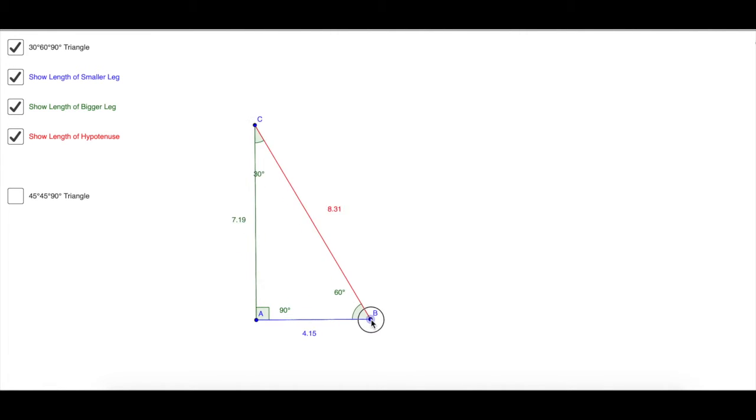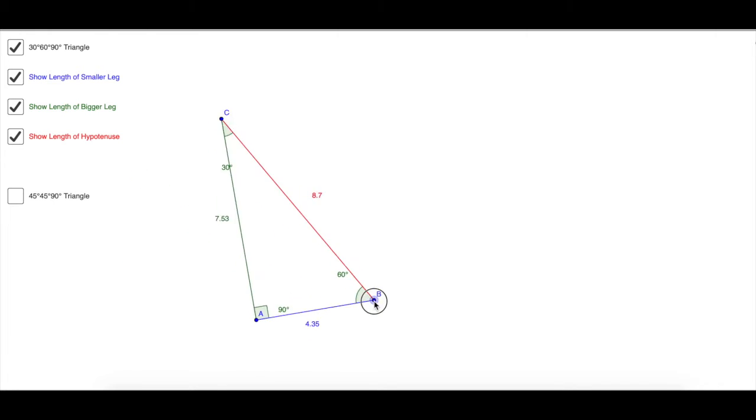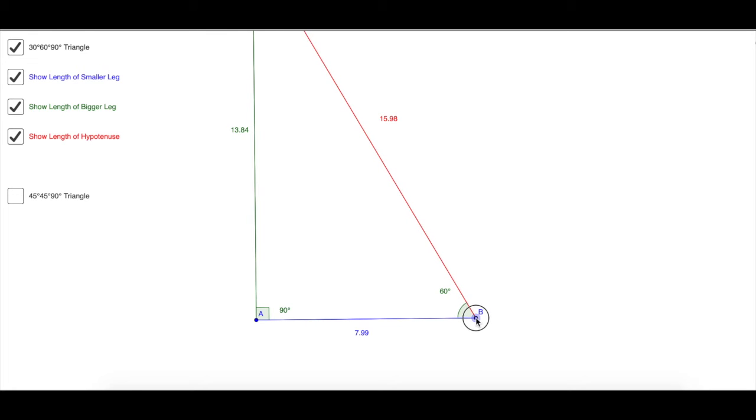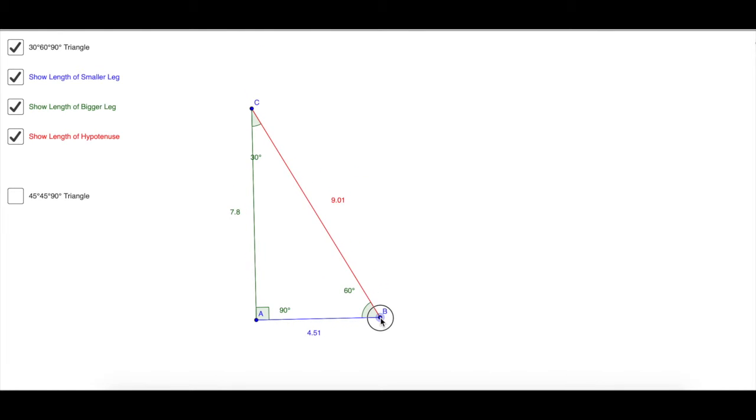And if I change this to something close to 4, I get exactly 8, and then I get 4 radical 3. This is the pattern, and it doesn't matter how it's oriented. The short leg is opposite the 30-degree angle. If I make that 8, this is going to be 16. It always is that. Every one of these triangles is similar, which means they have that same proportion.